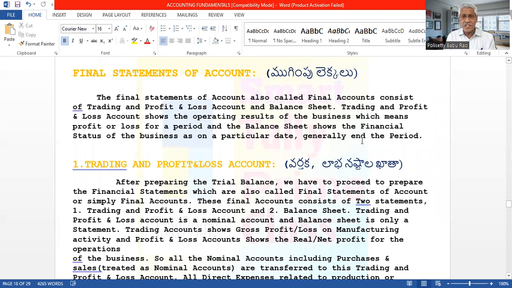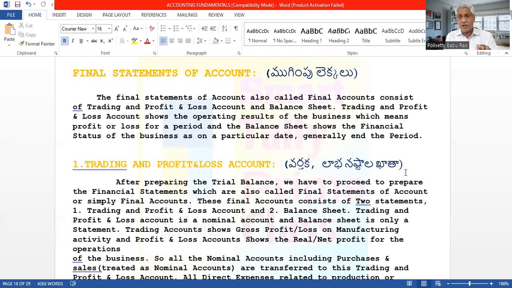Net results of the business means we have to find out what profit we got or what loss we suffered. That is why this is called the profit and loss account, because we find out the profit or loss. That will come later.